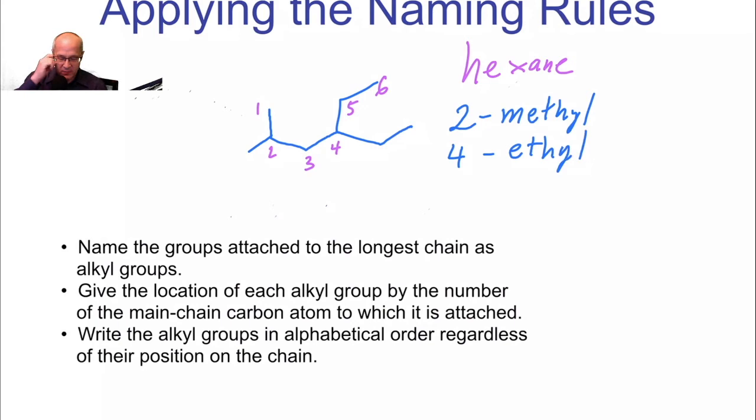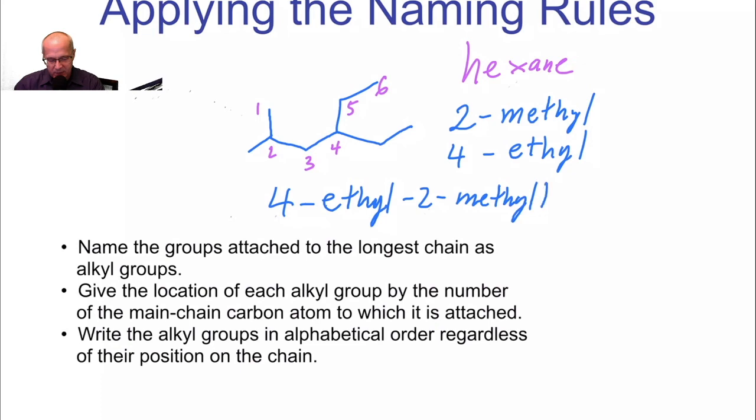All right, so carbon 4 has an ethyl. Now remember, it doesn't matter which one comes first in the numbers. It matters who comes first alphabetically, right? So this is going to be 4-ethyl-2-methyl hexane.